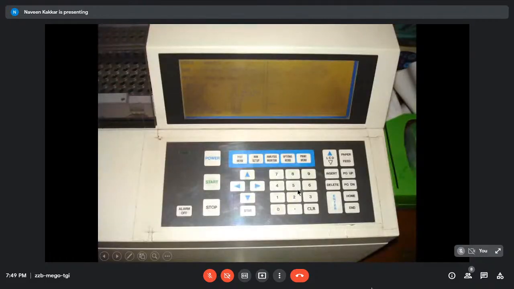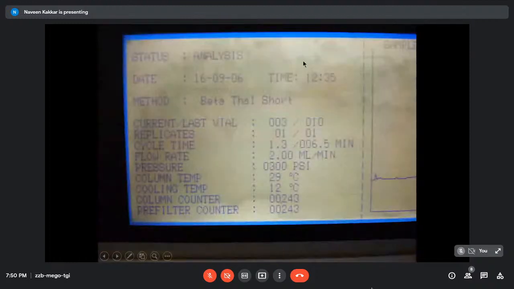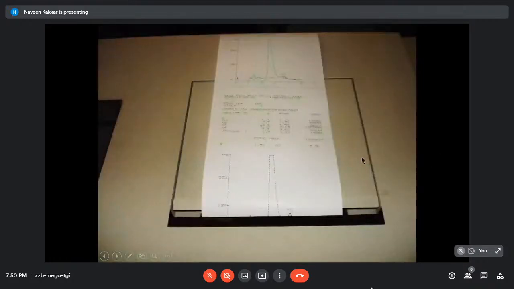That's your display screen and the programming screen, and that's one run in progress. Sample number 3, we are running the beta thal short program. I'll talk about these in the next few slides. That's a flow rate, 300 psi, pounds per square inch. That's very, very high pressure. The column temperature is very important because it decides whether the separation is good or not. Cooling temperature is where your sample is kept, so it's kept cool. Even if you're going for a run that is going on throughout the night, your sample is kept cool, it doesn't degenerate. You can count how many samples have gone through the column. And that's your output coming out. One report comes out after 7 minutes or so.